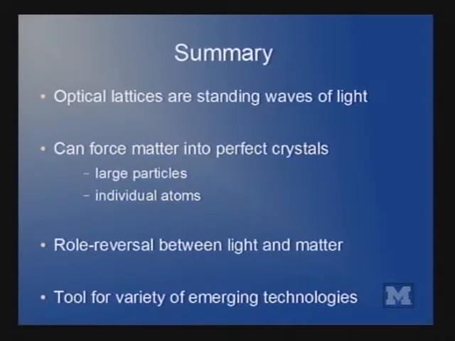So, in summary, this is what I really want you to have gotten out of this talk. First, what an optical lattice is. It's quite simply a standing wave of light. Second, what it can do. It can force matter into perfect crystals. It works with large particles like polystyrene beads. It works with small particles all the way down to individual atoms as long as you get them cold enough. With it, we can demonstrate a role reversal between light and matter. And we can use this as a tool for a variety of emerging technologies. So, thank you.